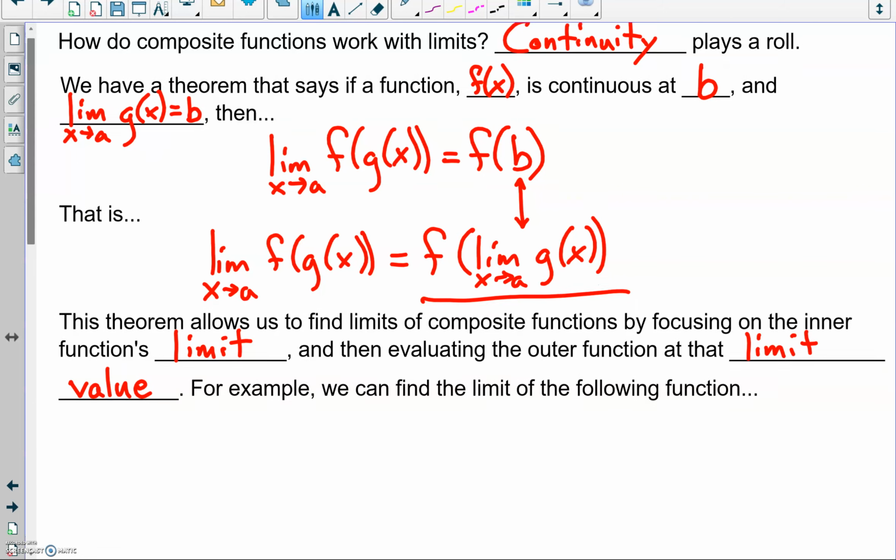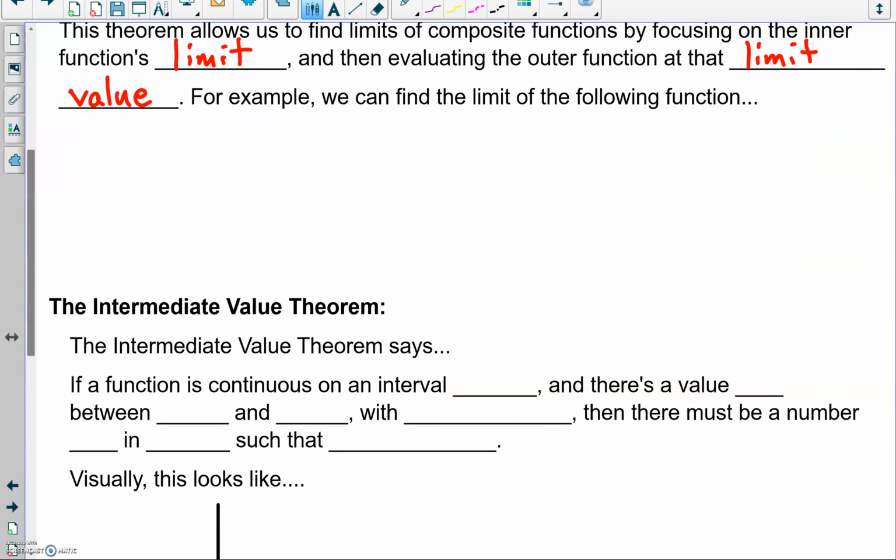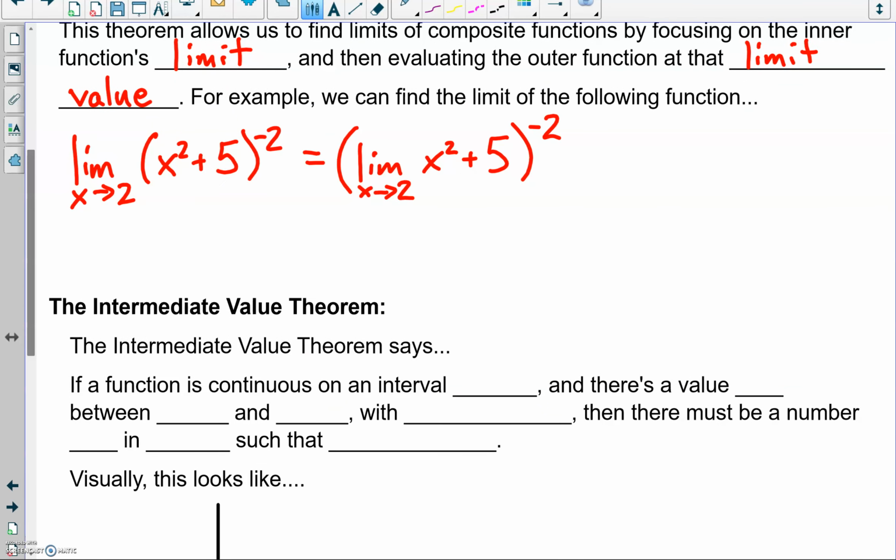So for example, let's go ahead and see how this works. If you want to find the limit as x goes to 2 of x squared plus 5 quantity raised to the negative 2 power, you can think of that x squared plus 5 as being the inner function. So I'm going to find the limit as x goes to 2 of x squared plus 5, and then as long as the outer function, with that negative 2 power in play, is continuous at that inner result, we can just find that evaluation to get the limit.